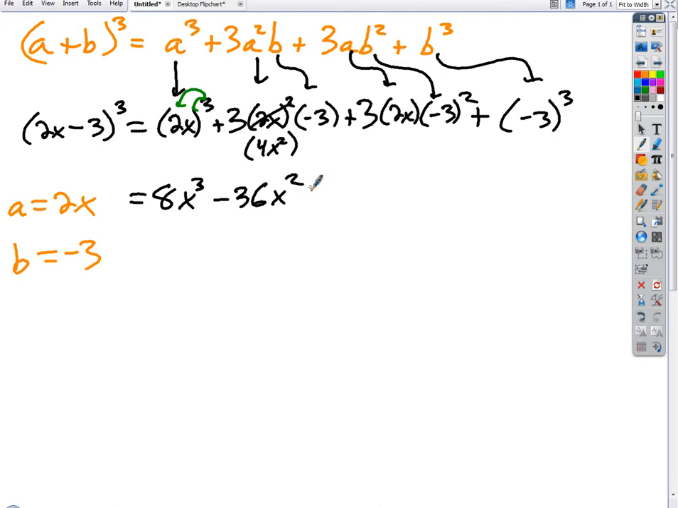How is this easier than just multiplying it out? Well, once you get good at this, it's about 10 times faster. But once you do it 5 times, you'll have it.